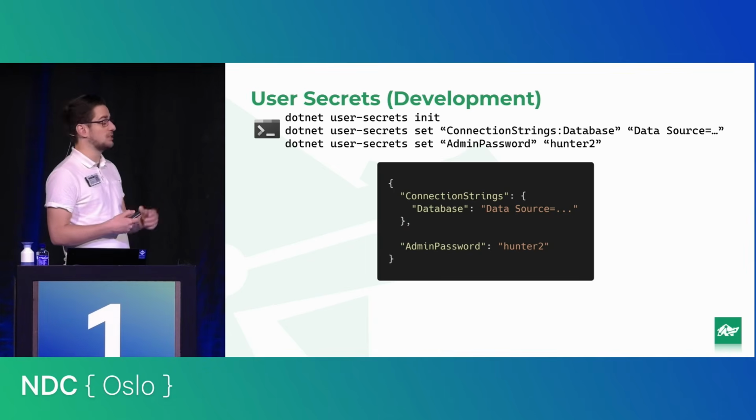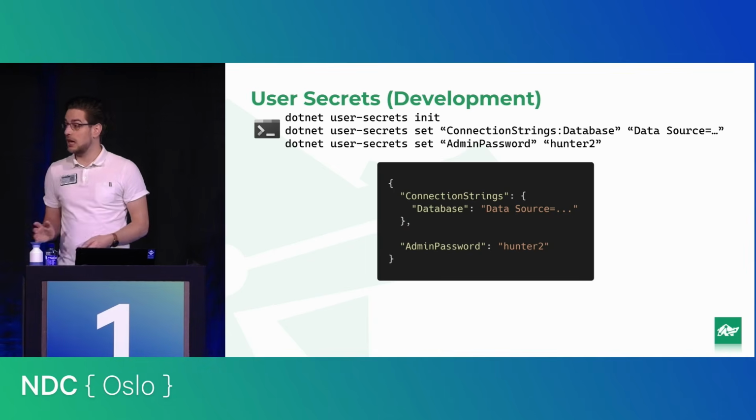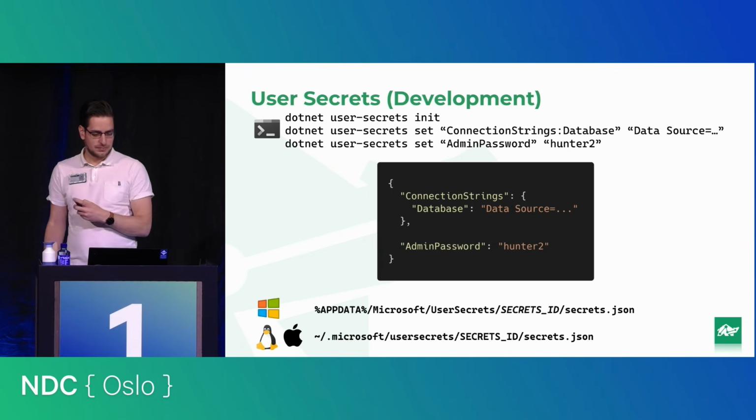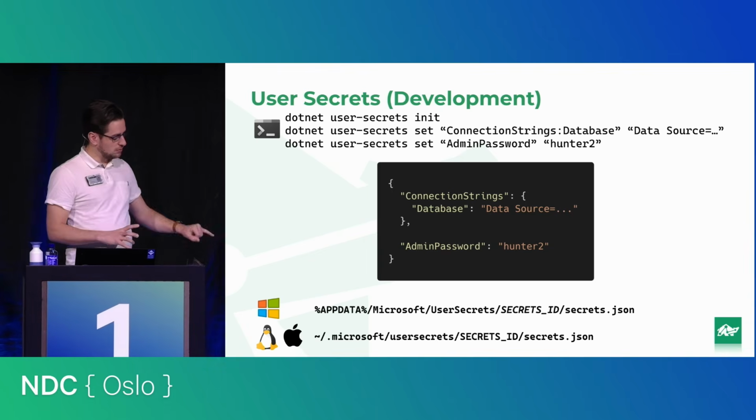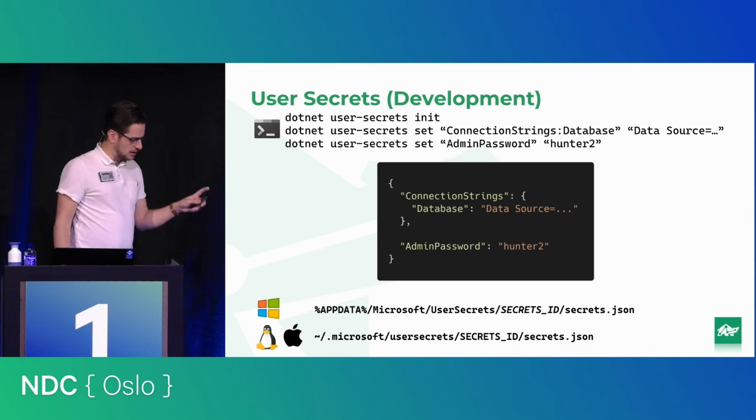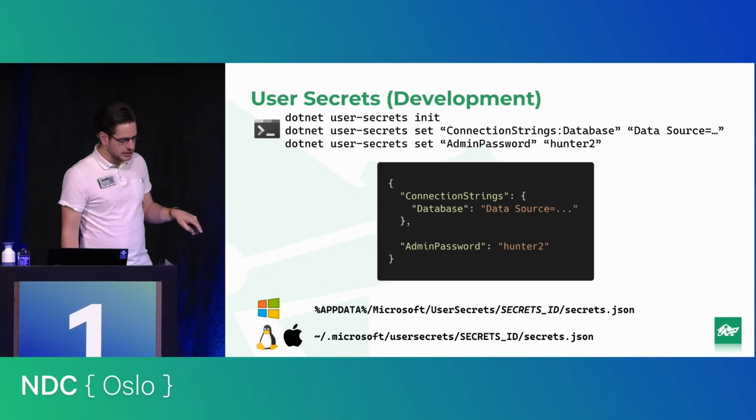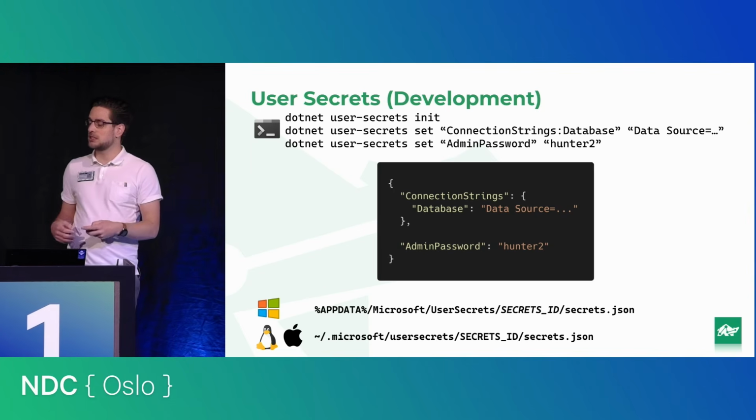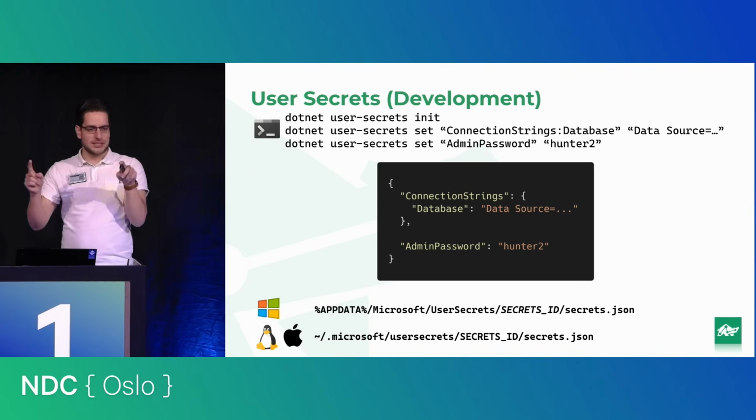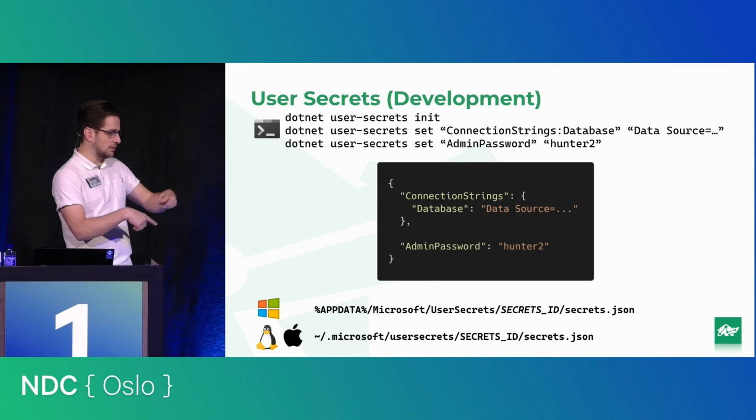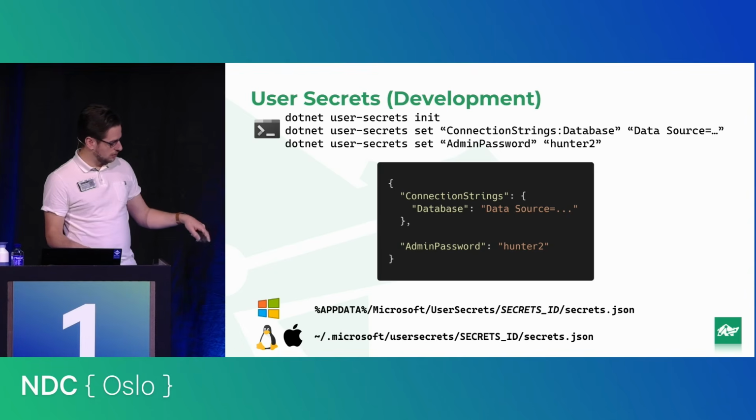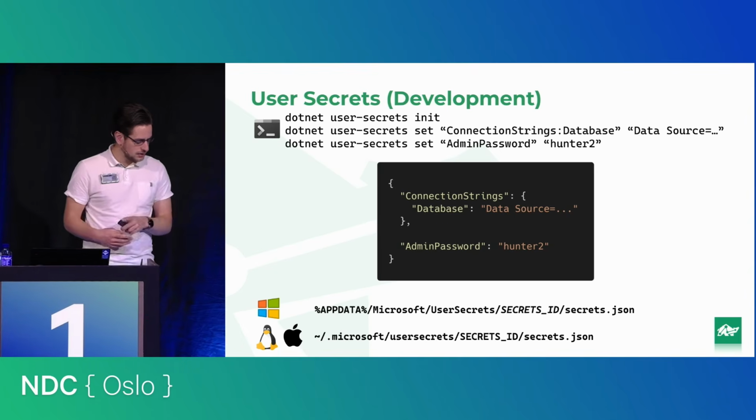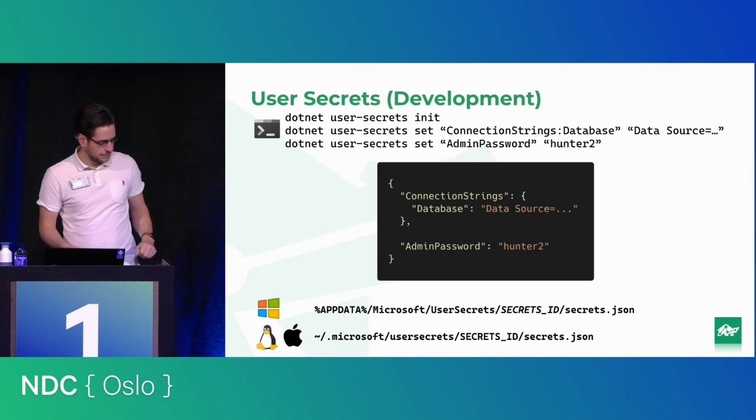see something like this will then be created on your disk outside of your repository. Depending on your OS, it will be stored somewhere else, right? On Windows, it's stored in AppData, Microsoft, UserSecrets, secret ID, which is something that will then be set in your csproj. It will be some random GUID, and that is how it's connected: secrets.json. And then on Mac and Linux, it's in the .microsoft folder, and it's stored there.